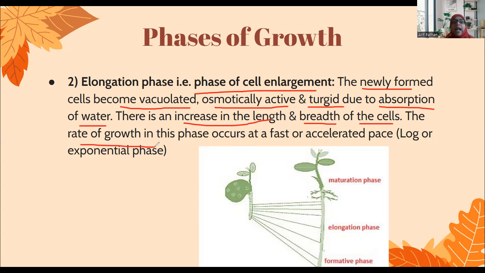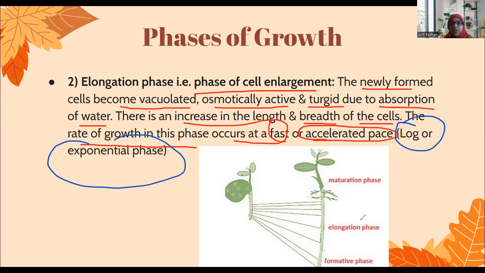The rate of growth in this phase is very fast, or at an accelerated pace. Hence the word over here is log phase or exponential phase. So this is the elongation phase that we're talking about. The enlargement phase: the cells which have been formed in the formative phase now undergo an increase in size and mass, and the rate of growth will be very, very fast.